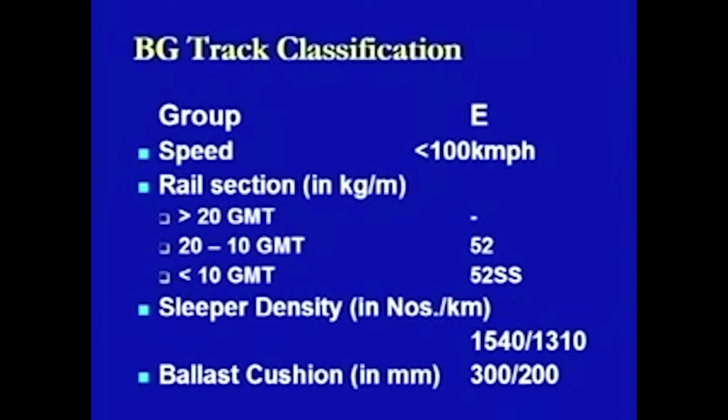In that sense, what we found is that we are having certain ranges for the speed, for the rail sections, for the sleeper densities and for the ballast cushion. The speed is changing from somewhere around 100 kilometers per hour to 160 kilometers per hour. The rail sections are varying from 52 SS to 52 to 60 kg per meter, the sleeper density is varying from 1310 to 1540 to 1660, and the ballast cushion is varying from 200 to 250 to 300 mm. So this is how the specifications of the broad gauge tracks are varying for the 5 categories which we have seen just now.